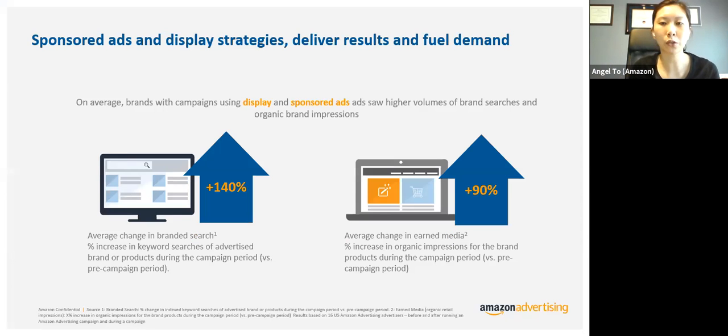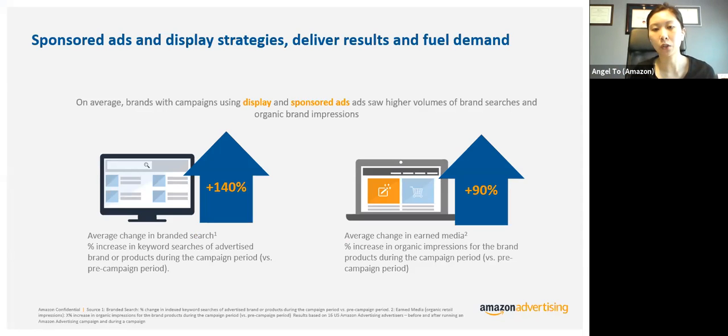The last thing I want to talk about is some additional metrics if you were to implement a synergized approach with sponsored ads and display. Not only are you expanding your sales opportunity, there are also what we call retail metrics or software metrics that you can measure off of.